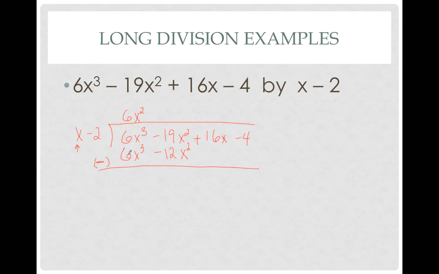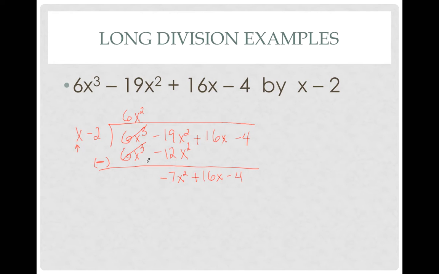Now I'm going to make a big key out of this. This is subtraction. And negative 19 minus a negative 12 is like adding 12, so this becomes a negative 7x squared. And then we bring down the rest of our polynomial.